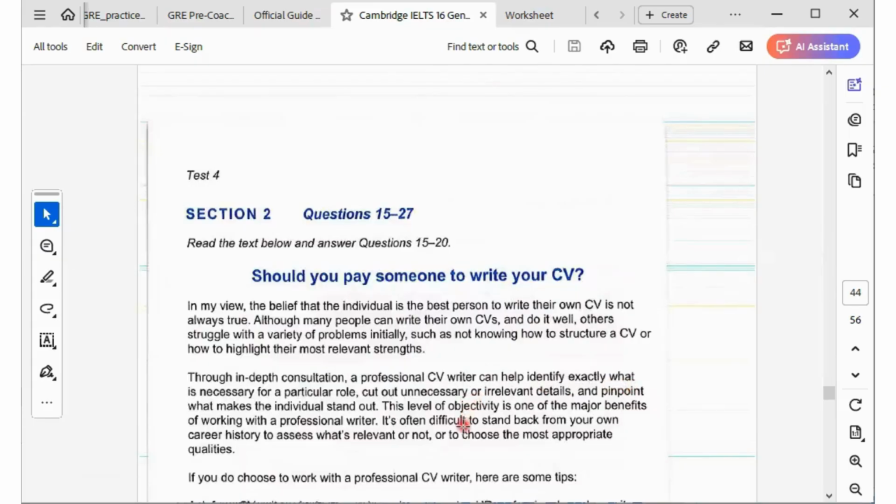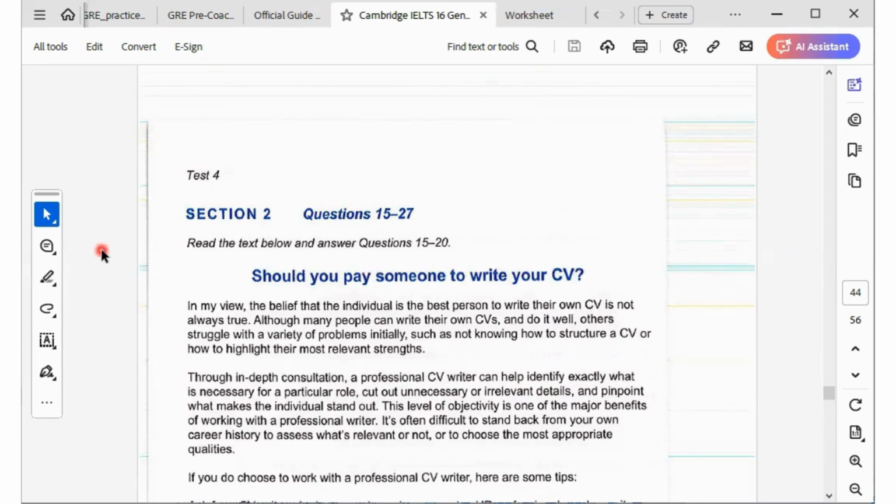Detail, let me see. Is there anything like detail here? Through in-depth consultation, a professional CV writer can help identify exactly what is necessary for a particular role and cut out unnecessary or irrelevant detail. That's the word, details. Notice there's an S there, details. So my number 16 is going to be what? Details.